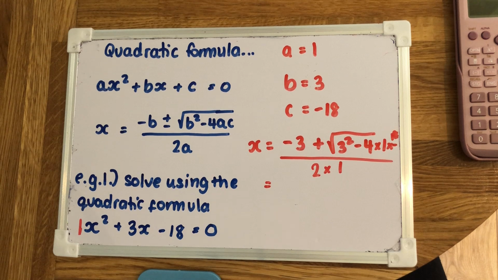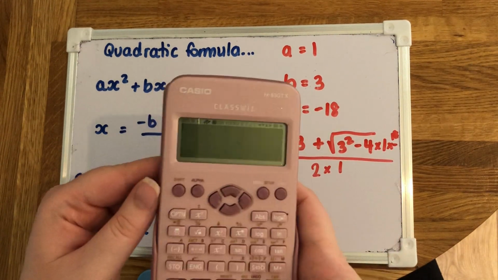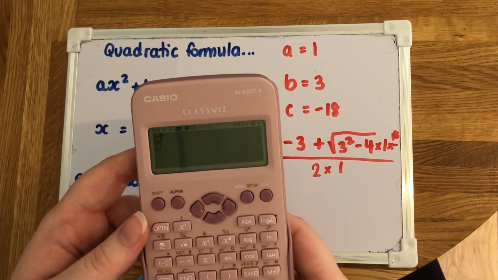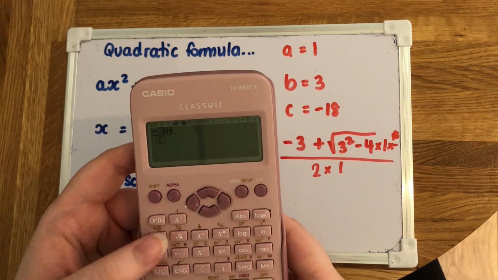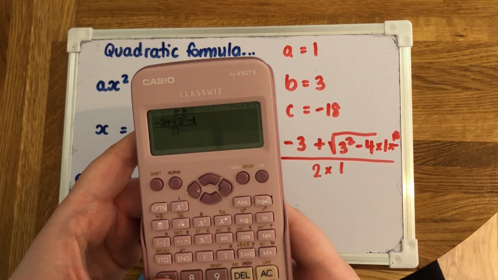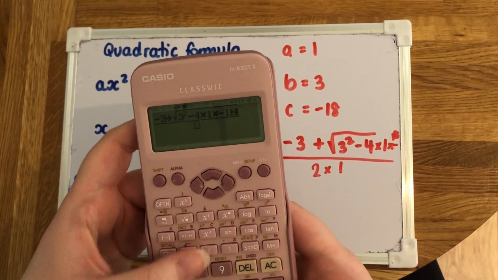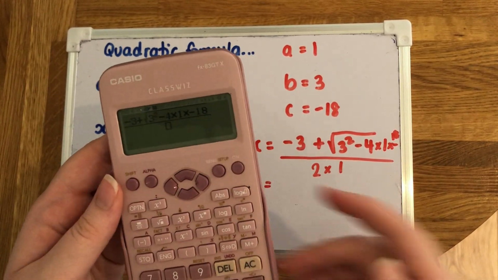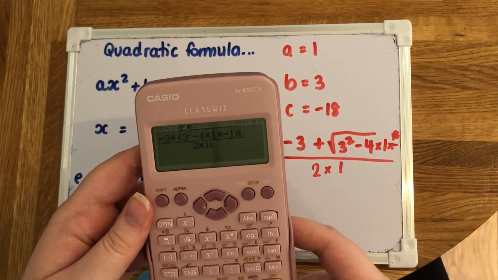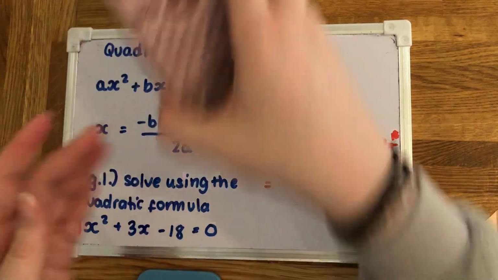And what we do is we type that in a calculator. So we start with the fraction sign. We've got negative 3 plus the square root of 3 squared subtract 4 times 1 times negative 18. And if we click down, now at the bottom of the fraction, 2 multiplied by 1, and then equals, and then we get our answer. So the answer is 3.